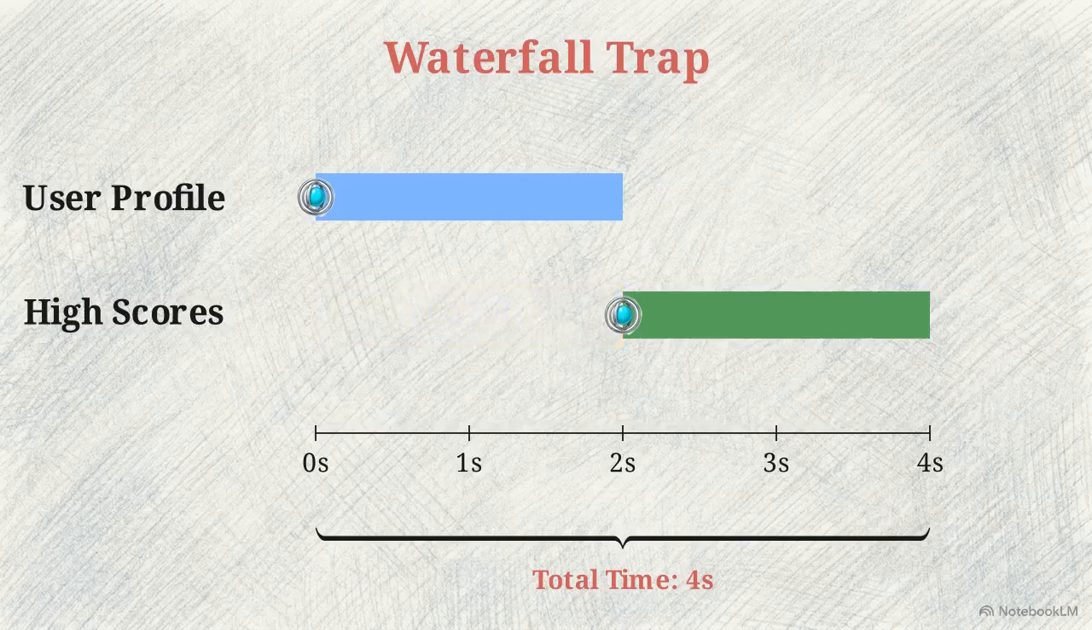Look at that empty, idle space. Do these requests actually depend on each other? The high scores don't require the user's profile data to begin fetching. Running them in sequence wastes time.